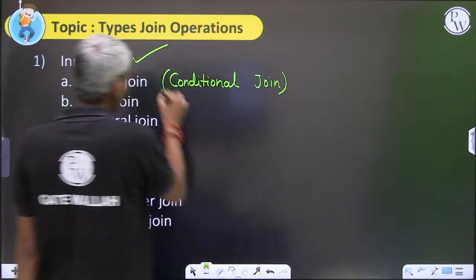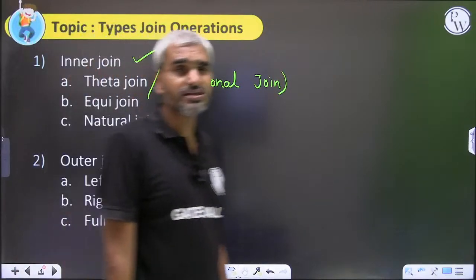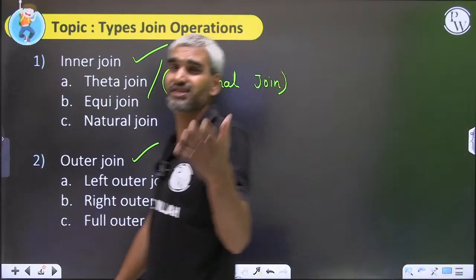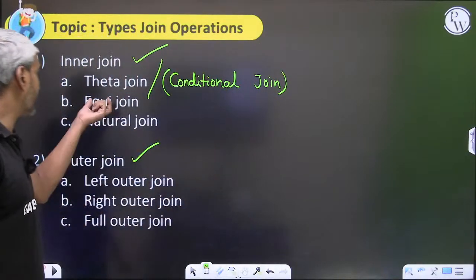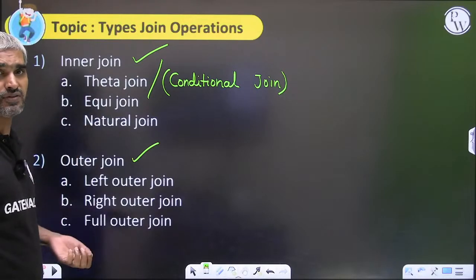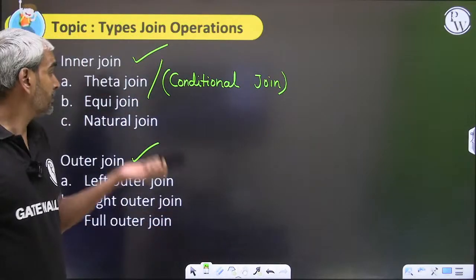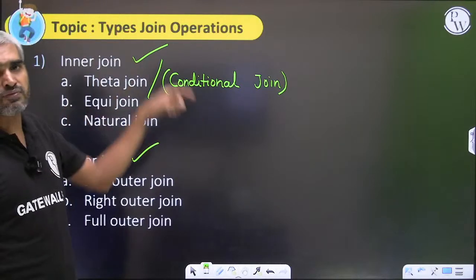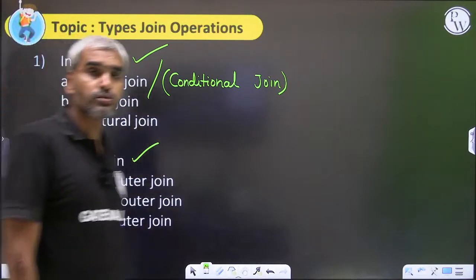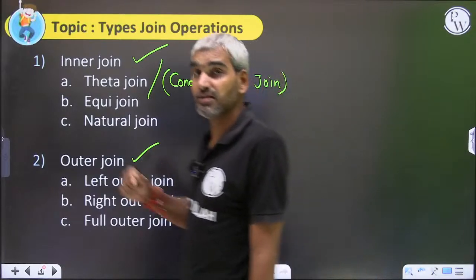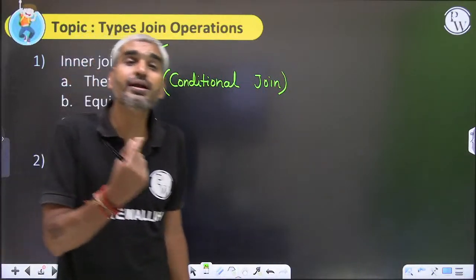Please try to understand. These are all the terminologies, and generally people get confused with them because they seem all the same. Like we say equi join and theta join. So what's the difference between equi join and theta join? A student will get confused, right? But the problem is equi join is also a type of theta join, where the condition is going to be an equality condition.